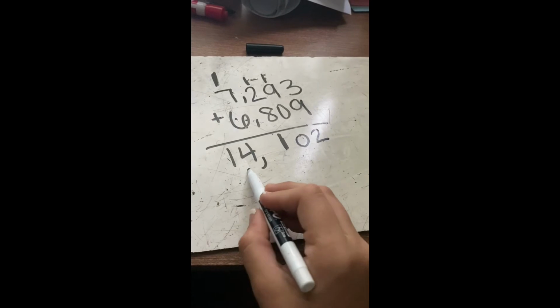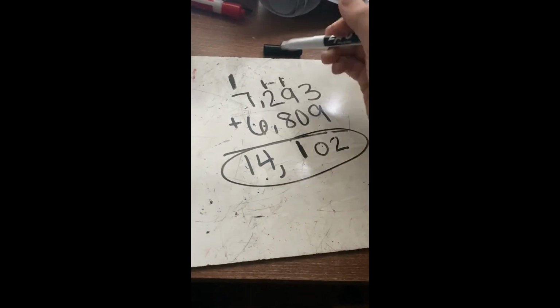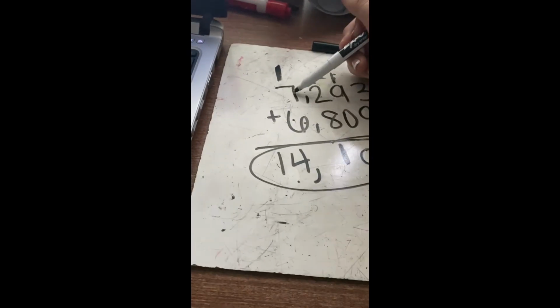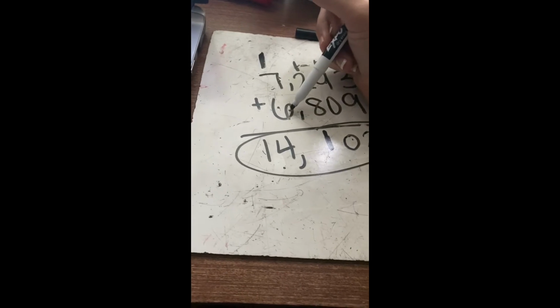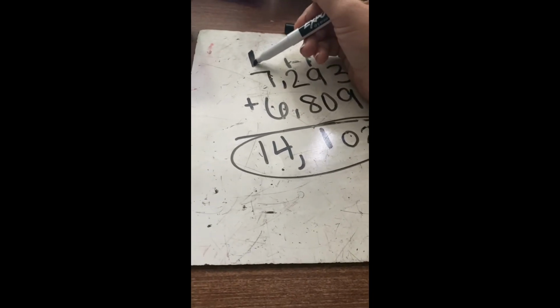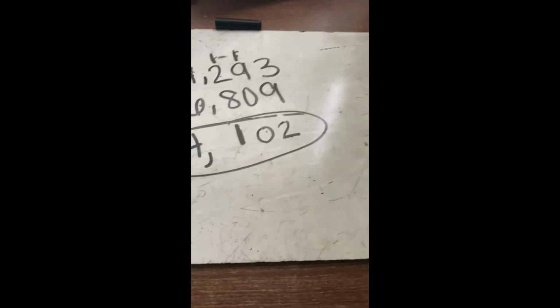So I have 14,102. And again, this would have been, even if I looked at it different, 7,000 plus 6,000 is 13,000 plus 1,000 is 14,000. So there we go, 14,102.